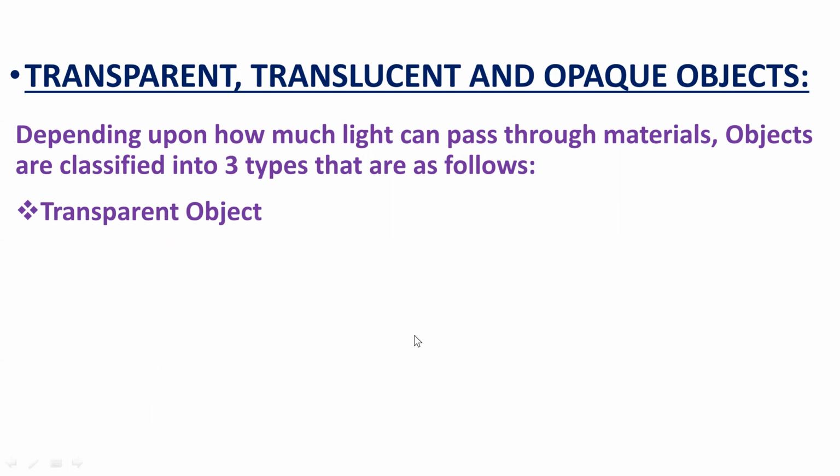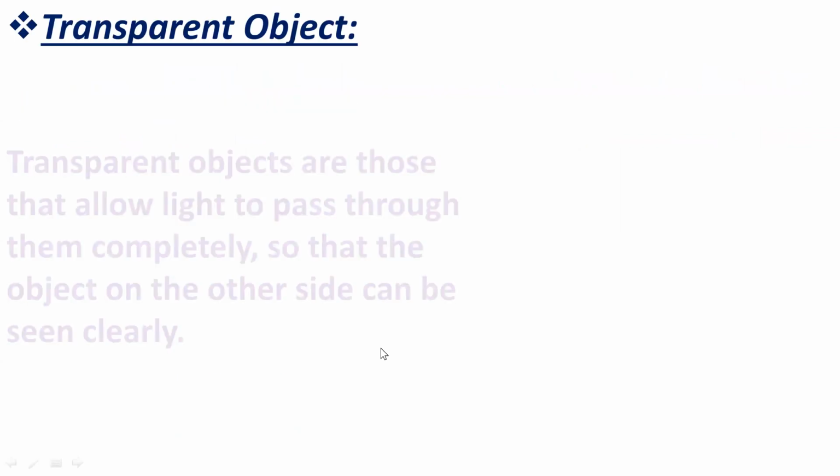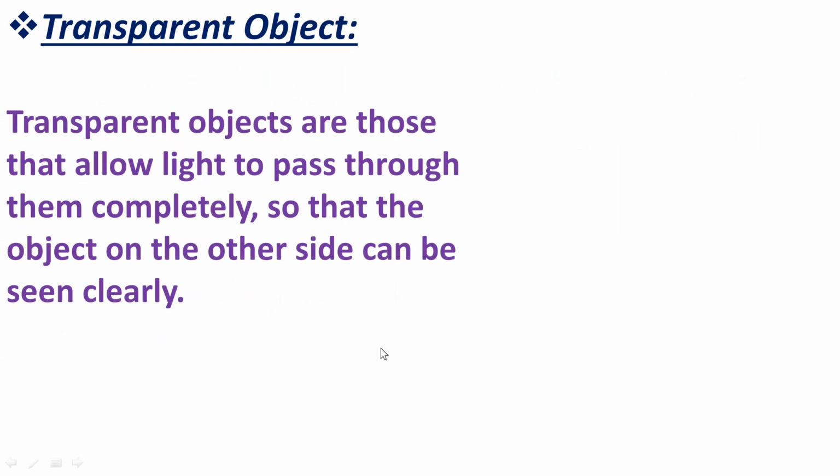First one is transparent object. Second is translucent object, and third is opaque object. We will see in detail, one by one. Transparent objects are those that allow light to pass through them completely, so that we can see the object on the other side clearly. It's called a transparent object.